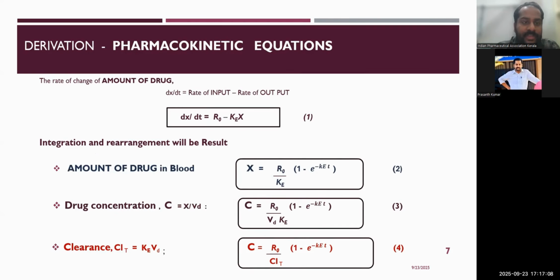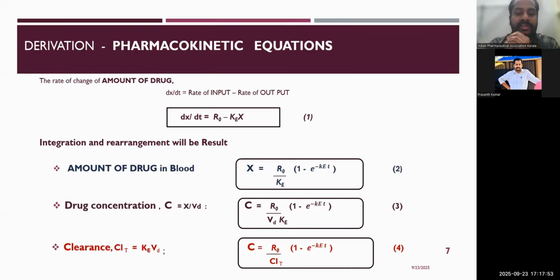Now, moving to the derivation part, we will be deriving some pharmacokinetic equations. As we all know, we will start with the rate of change of amount of drug in blood, that is given by the equation. General equation is dX/dt is equal to the difference between the rate of input and rate of output. As you know, rate of input is indicated by R0, that is a zero order, and rate of elimination is first order, which is indicated by KEX. So we have the equation dX/dt = R0 - KEX.